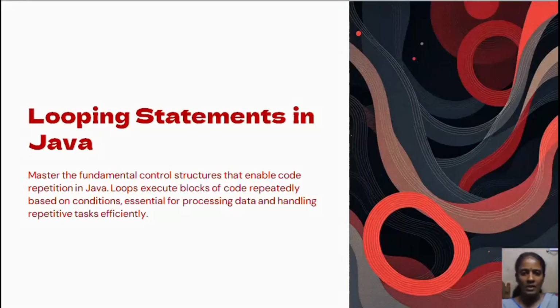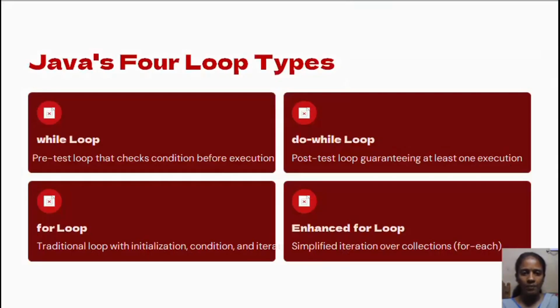Next I'm going to discuss looping statements in Java. Loops are nothing but a set of statements repeated again and again till a certain condition becomes false. Let us see the different types of looping statements in Java. The first one is the while loop statement. It is a pre-test loop which has a condition. If the condition is true, then only the block of statements will be executed.